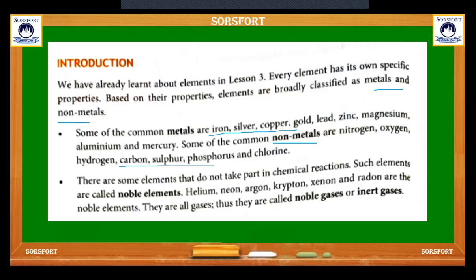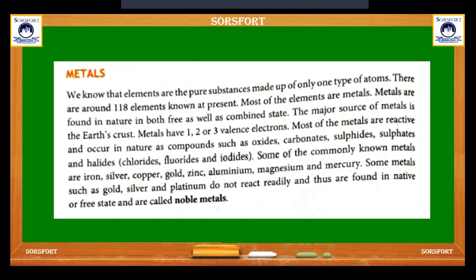There are some elements that do not take part in chemical reactions. Those are called inert gases or noble elements. Helium, neon, argon, krypton, xenon and radon are the noble elements. They are all gases, thus they are also called noble gases and inert gases. First, let us come to the metals.